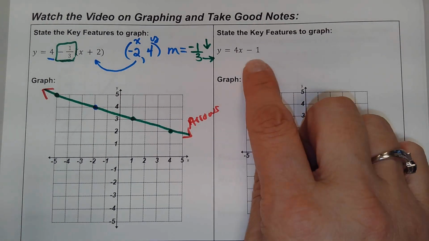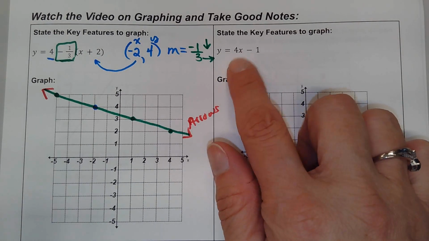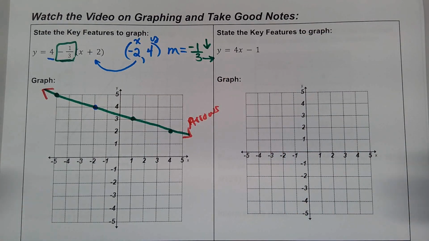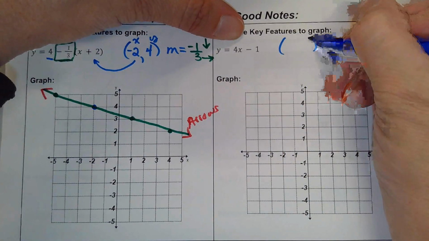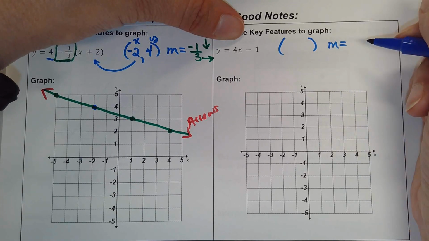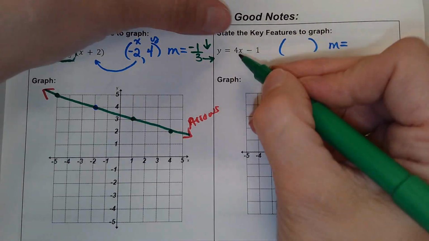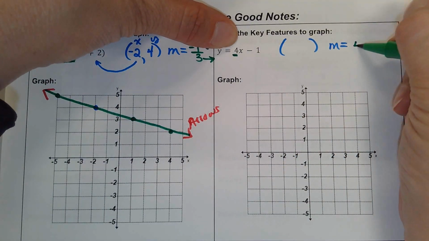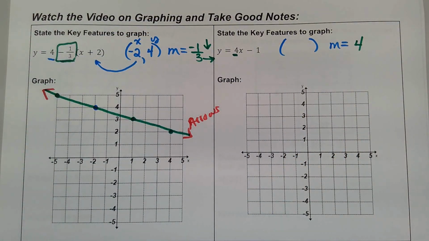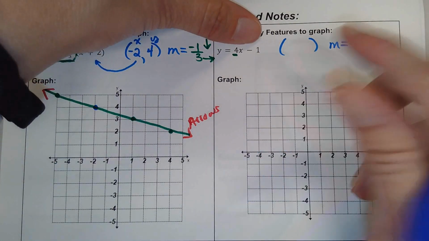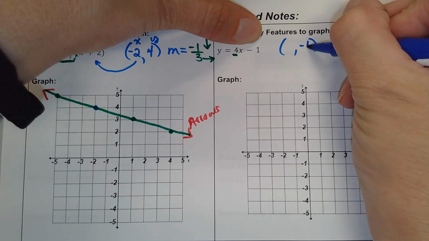Okay, this second equation here is in point-slope form, but we still need to find these same two key features. I need a starting point, and I need a slope. The slope is the number that's in front of x, so the slope is the 4. This -1 number is alone. That's the y value, -1.